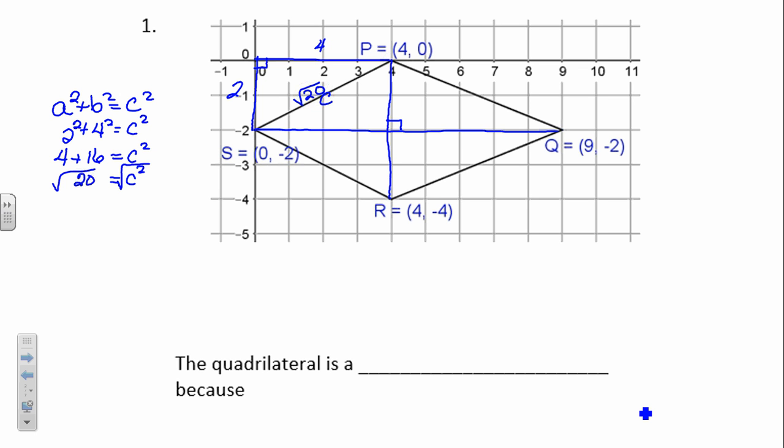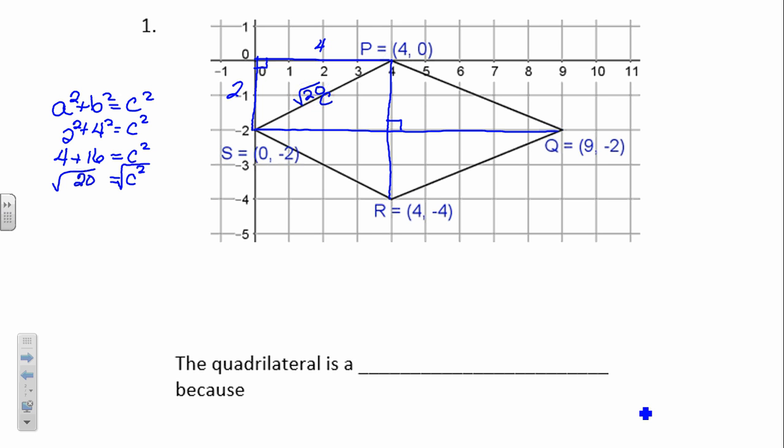Now, this is a lot of writing, right? And I would practice it this way. But if you get to the point where you can say 2 squared is 4 and 4 squared is 16, 4 and 16 is 20, and you write square root of 20 here, that's enough work for me. Because you've shown me what this length is. This is finding this length to see if there are any sides that are congruent.